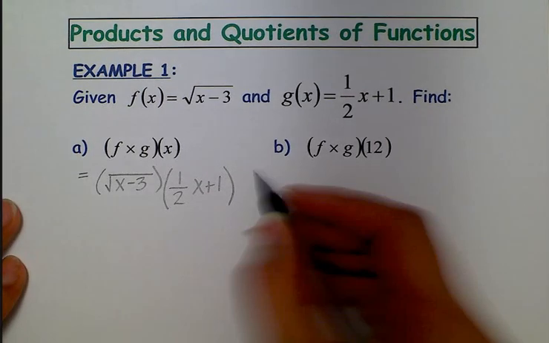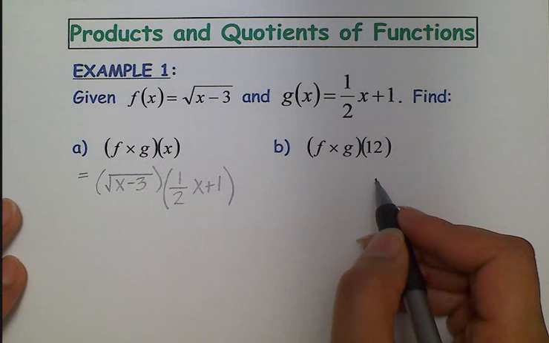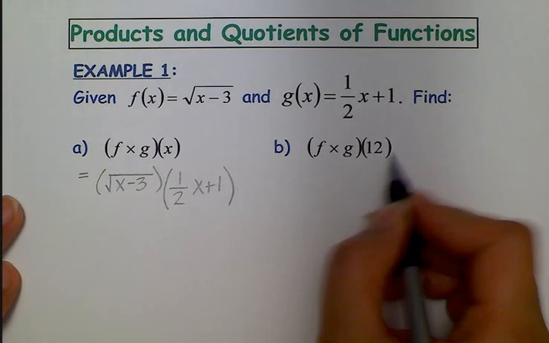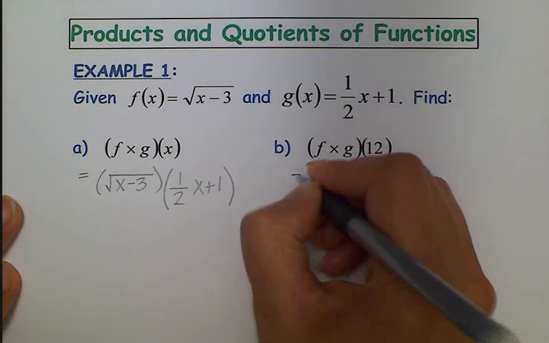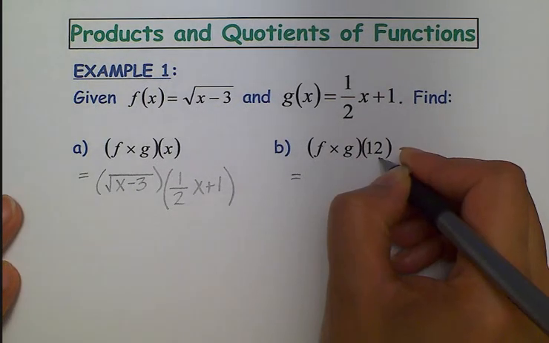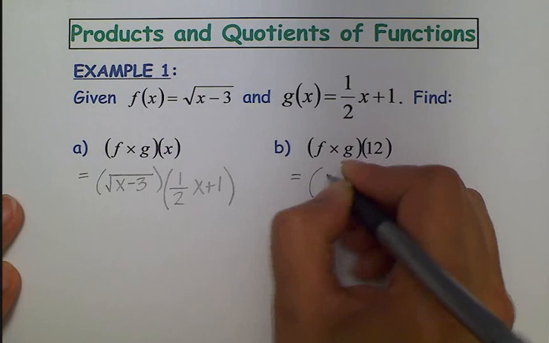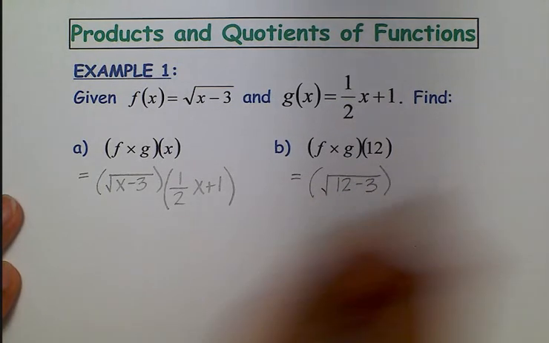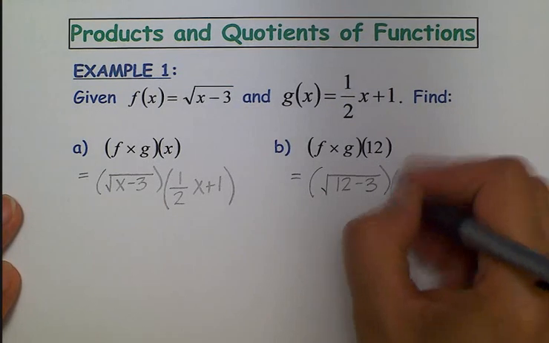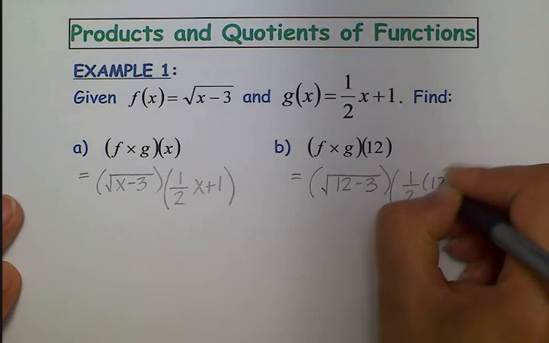Part B asks us to look at f times g of 12. What that means is if x is equal to 12, I want to know what the product of the functions would be. So I'm just going to replace x with 12, and I get the square root of 12 minus 3, based on the function that I had previously, multiplied by 1/2 times 12 plus 1.